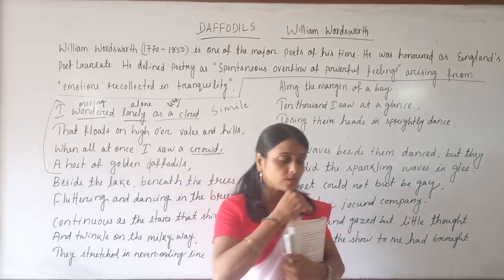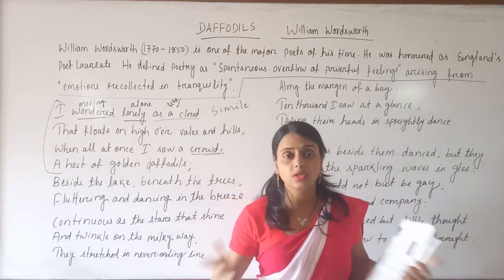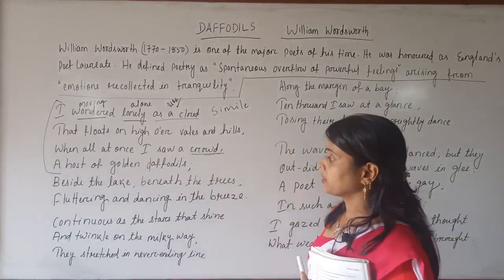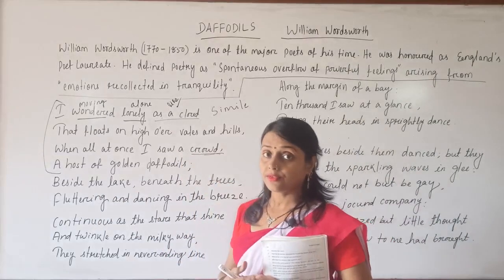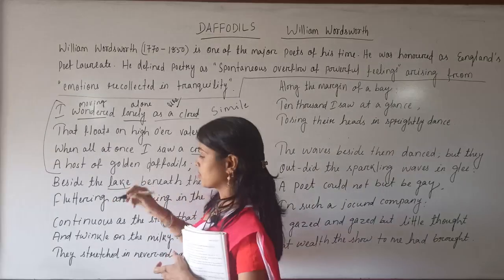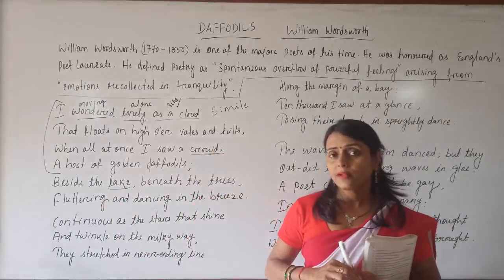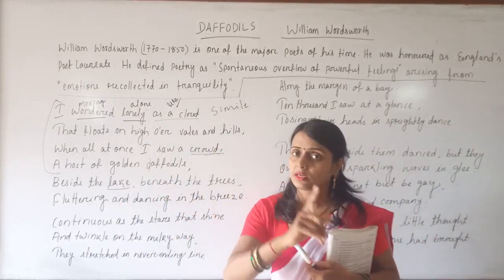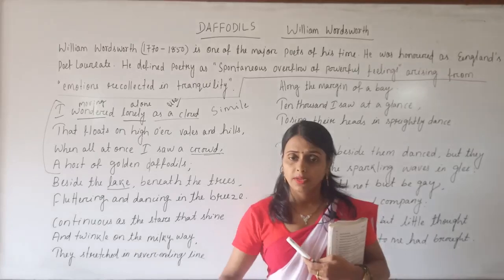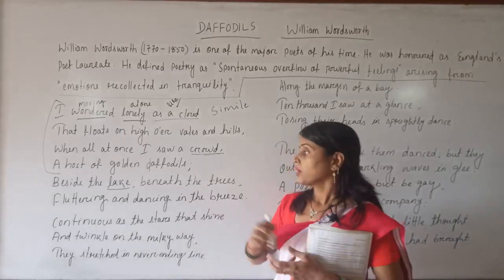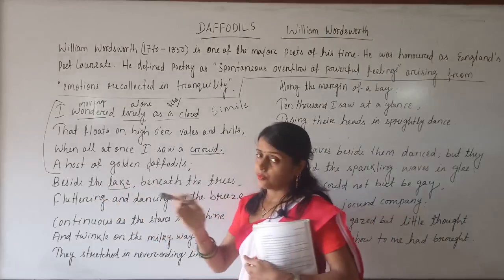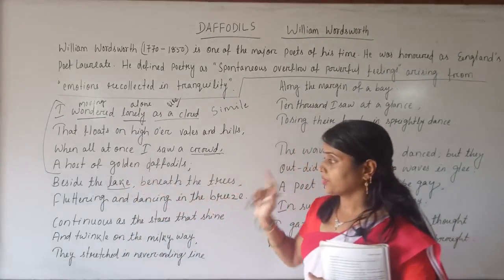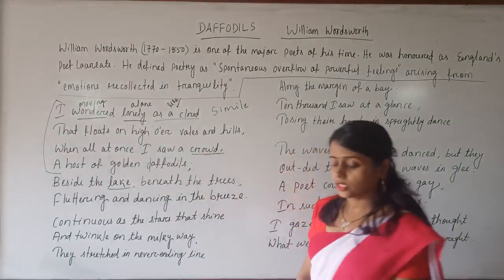So likewise, when the poet was moving, he suddenly saw a group of daffodils beside the lake, beneath the tree. It is mentioned beside the lake, where were the flowers? The flowers were beside the lake, beneath the trees. Beneath, under means vertically below, beneath means lower in surface, okay. So beside the lake, beneath the tree, fluttering and dancing in the breeze.